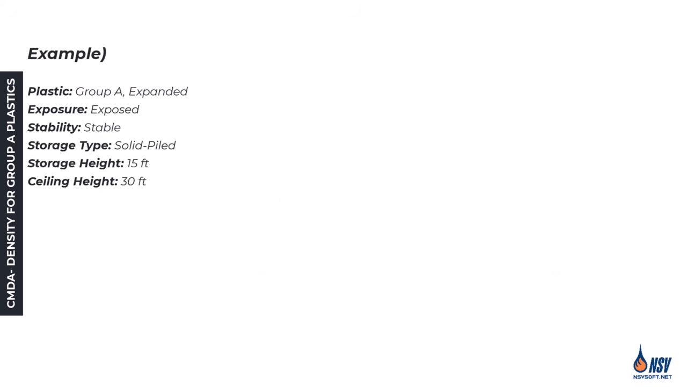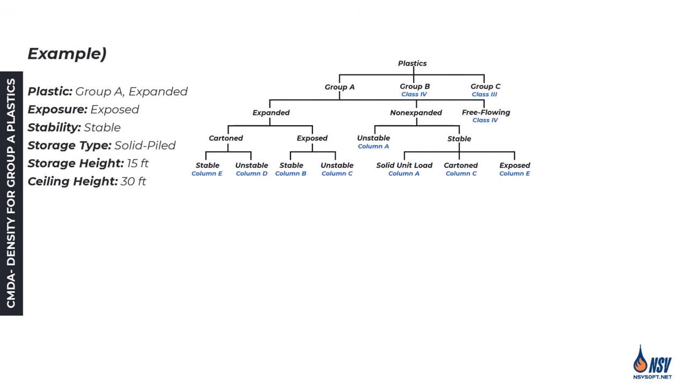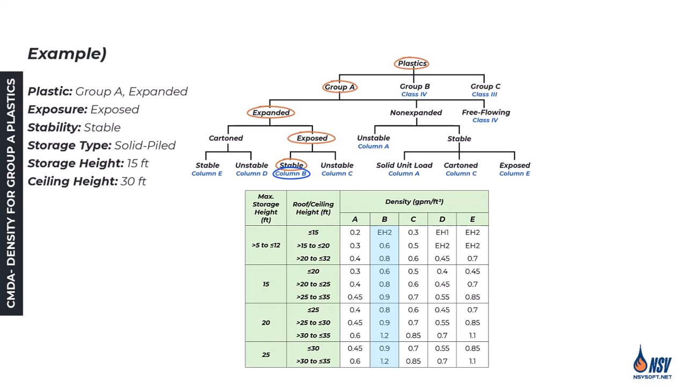For example, if our goal is to protect Group A expanded plastic that is exposed, stable, and solid piled, with a storage height of 15 feet in a facility with a ceiling height of 30 feet, we begin with our decision tree. This tool guides us directly to column B. From there, we consult Table 2133A. By evaluating both the storage height and the ceiling height, we determine our minimum required density, which is 0.9 gallons per minute per square foot.